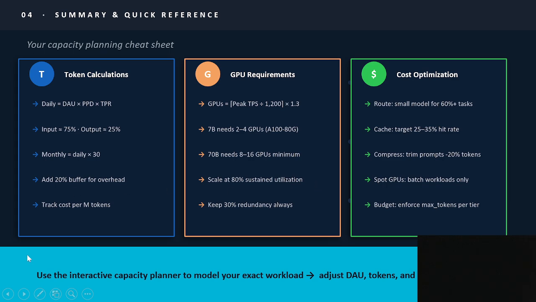Basically, use the interactive capacity planner to model your exact workload. It adjusts the DAU, tokens, GPUs, and tier in real time.